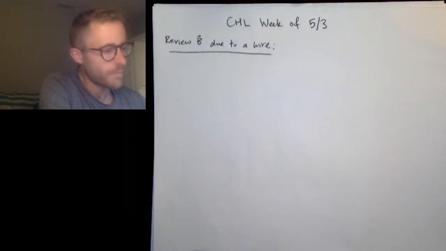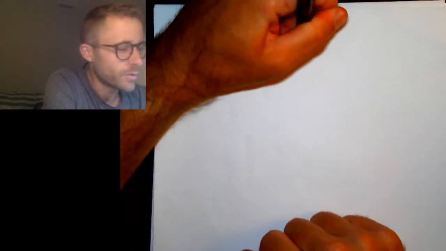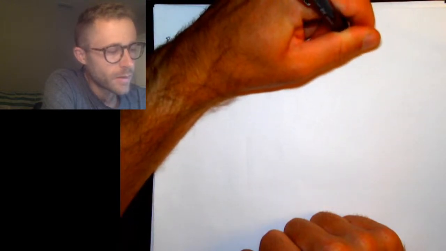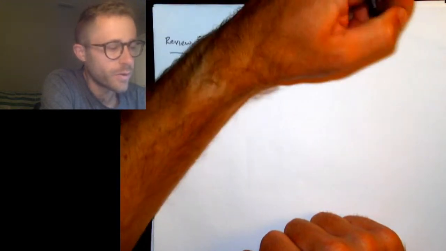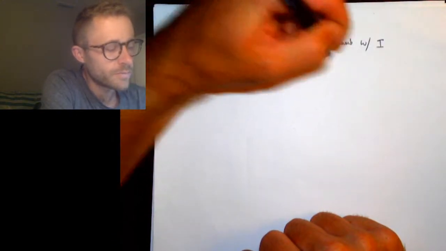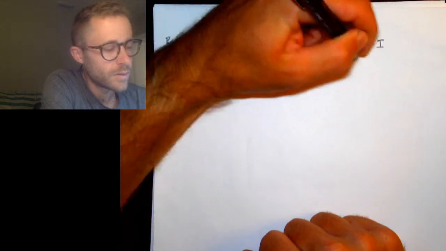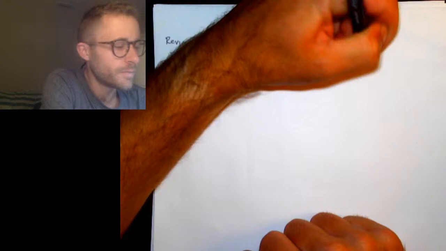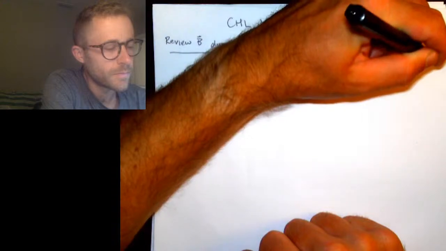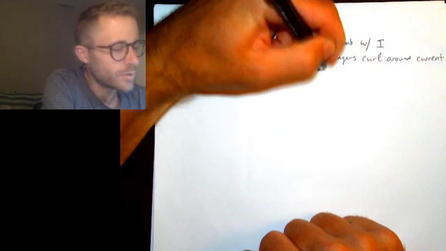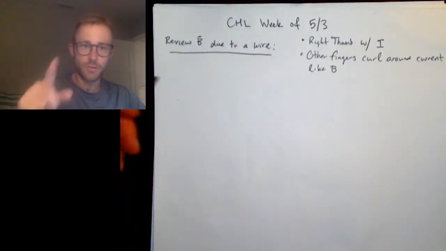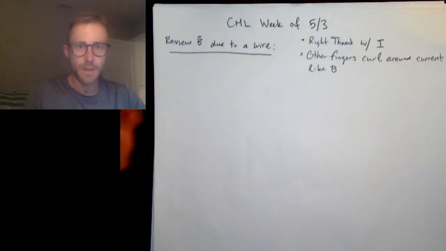What that says is that you take your right thumb and point your right thumb with the current, and then your other fingers curl around the current like the magnetic field does. Because the magnetic field lines always do loops.